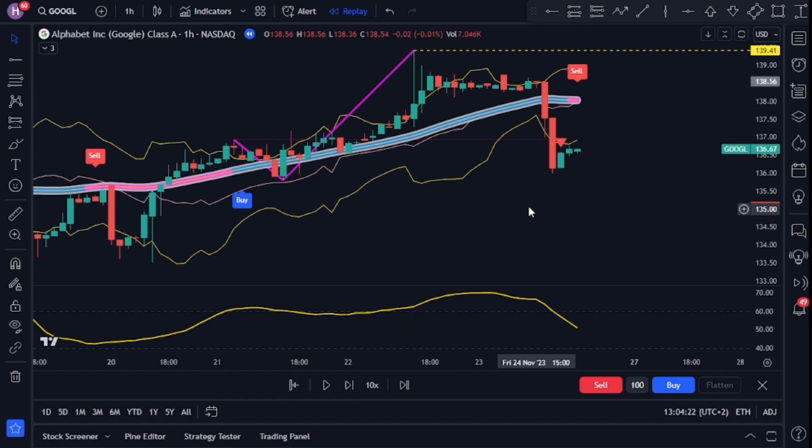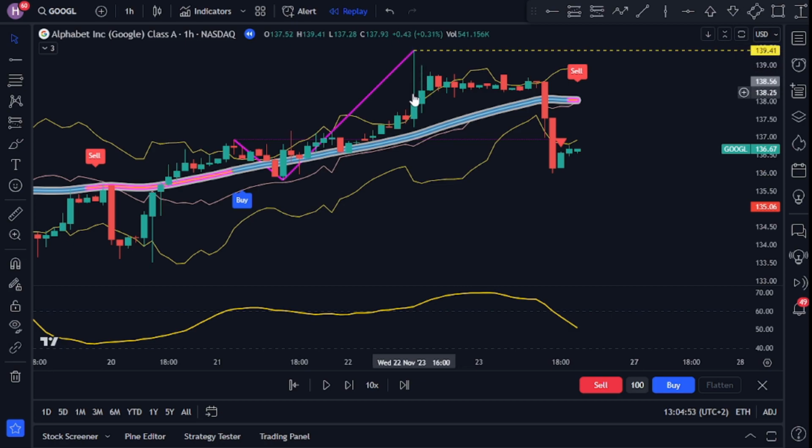Thanks. For our last trade example, I've selected Google or Alphabet in the hourly time frame. From this chart, we can see that price action was in an uptrend with the market forming higher highs and higher lows. Additionally, the trend focus is colored blue with price action trending above it. Then we see price action going above the upper dynamic band, meaning the market is considered overbought.